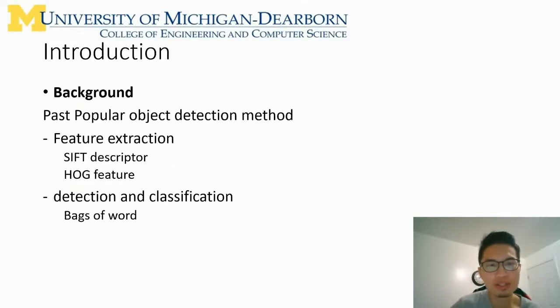So what is multi-object detection, and what is the past work? For the past popular object detection methods, for feature extraction we liked to use SIFT descriptors and HOG features. The pipeline for this detection and classification is like the bag-of-words algorithm.